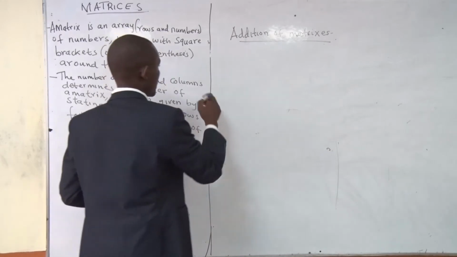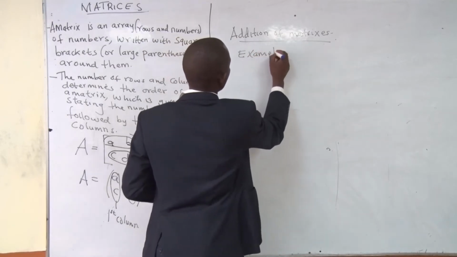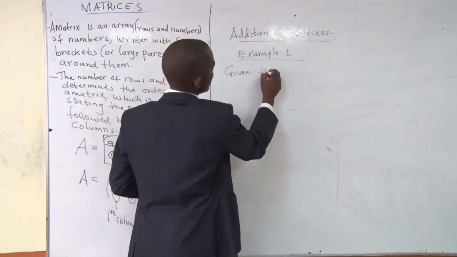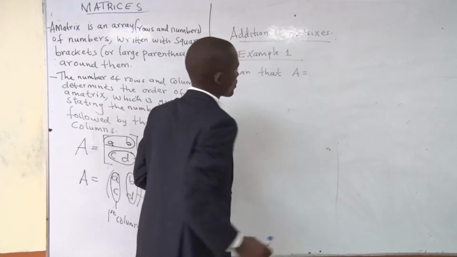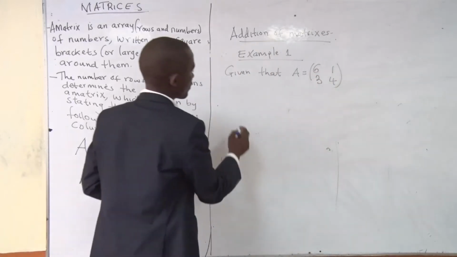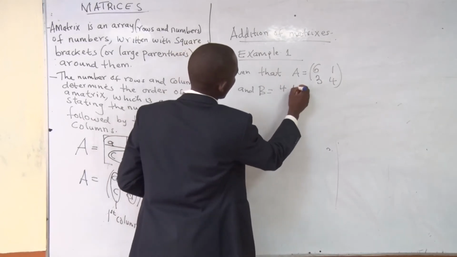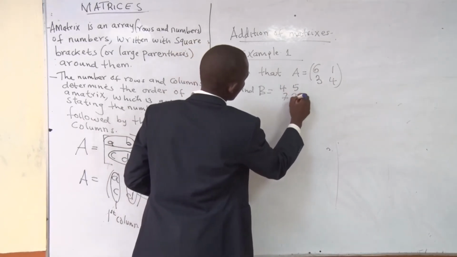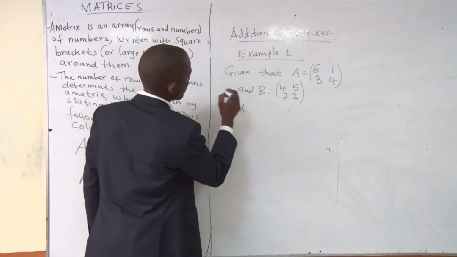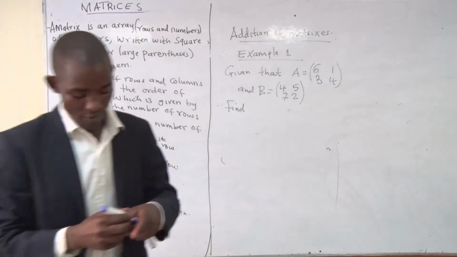If you are given, for instance, an example. Example 1. Given that A is equal to 6, 1, 3, 4, and B is equal to maybe 4, 5, and 7, 2. You are given that. Find, let me just write this.